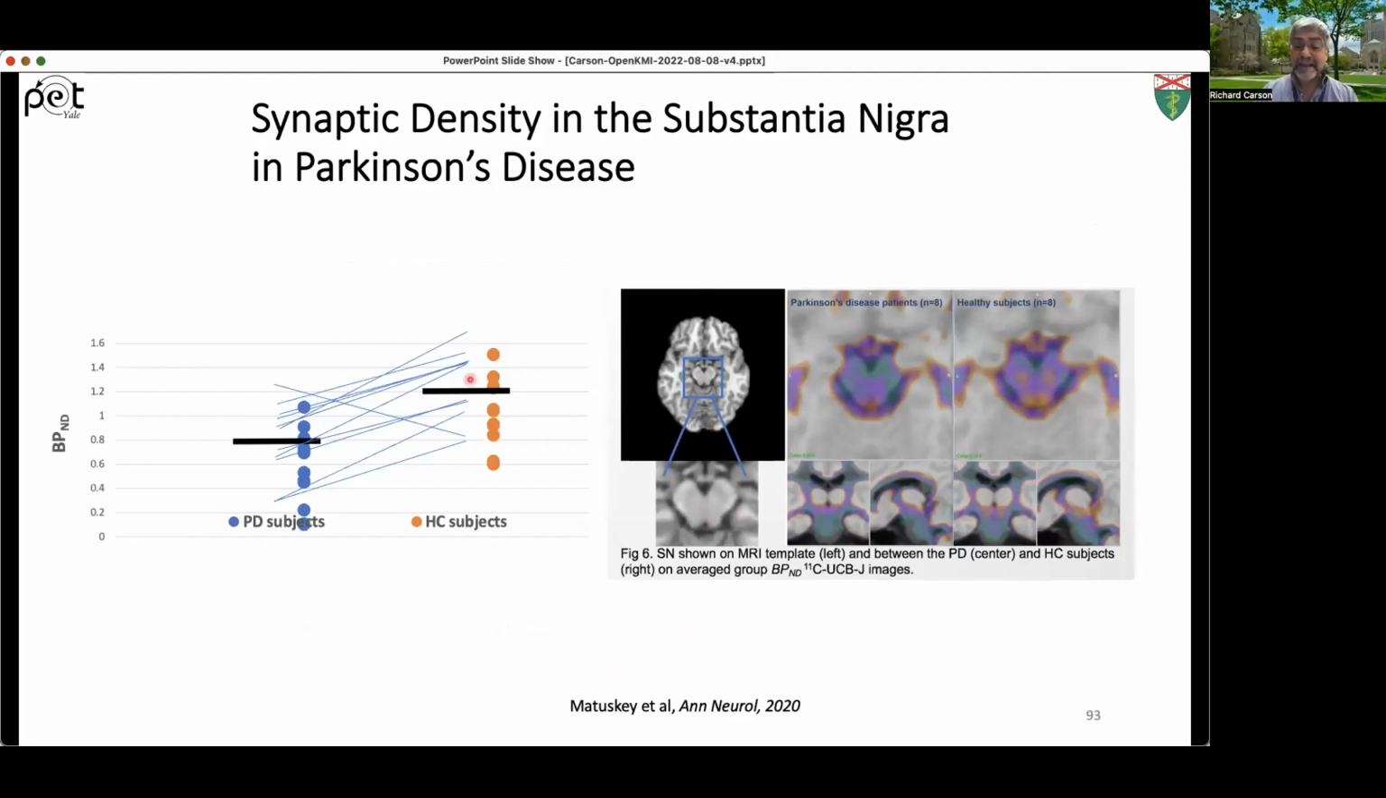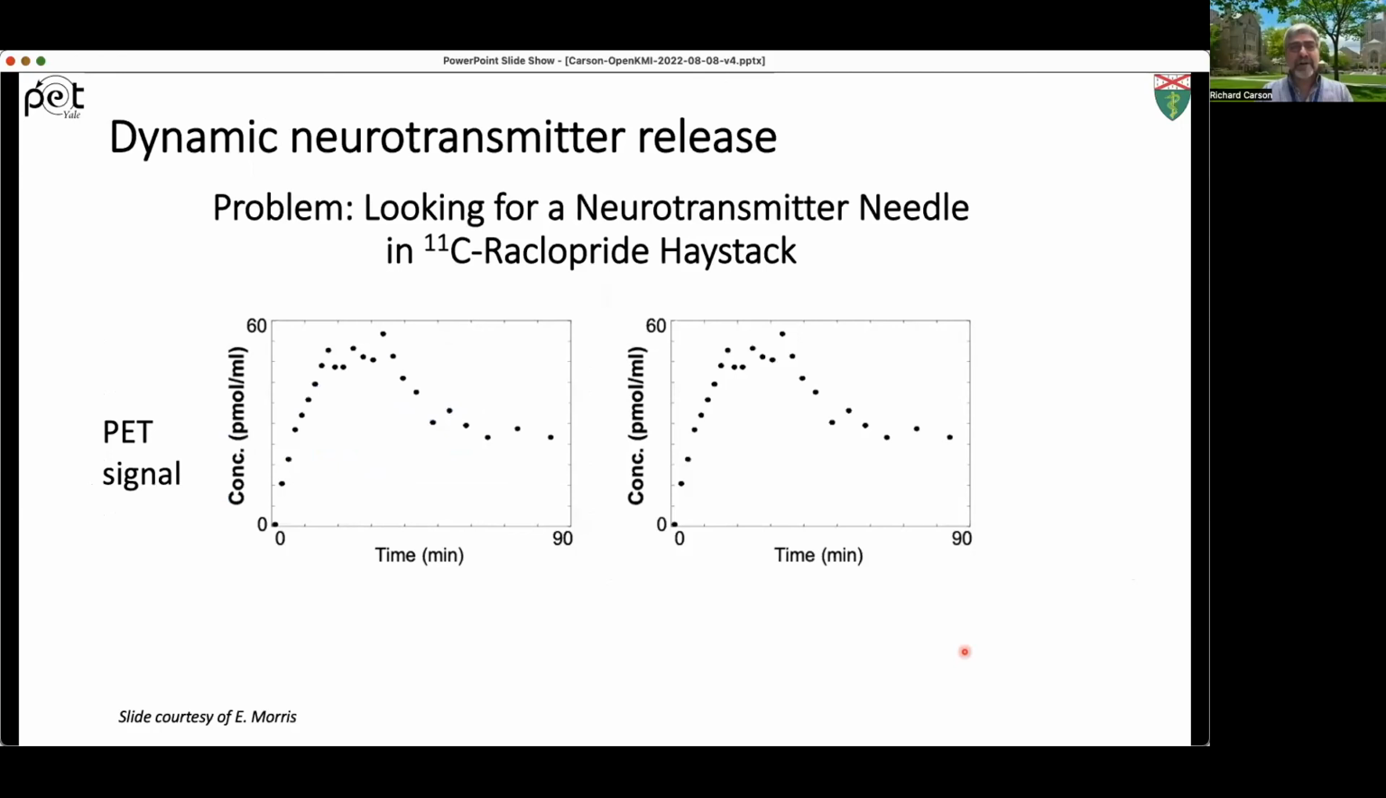And we could see that group difference, but what we really like to do is to follow these patients over time or see what drug treatments do. These are small signals in very small regions. Or maybe we're trying to look at dynamics.